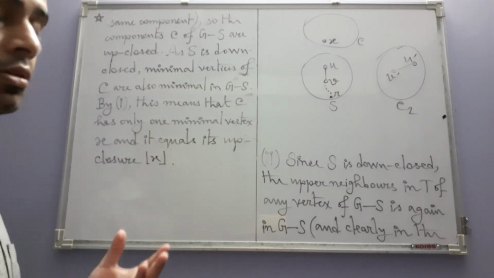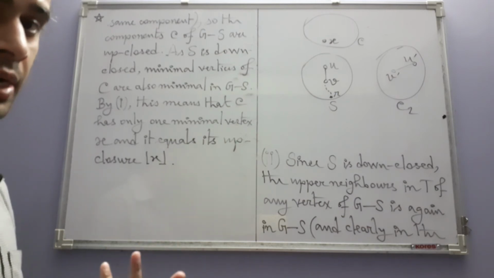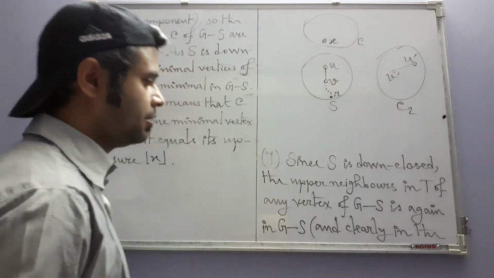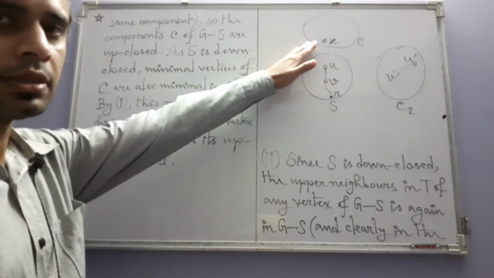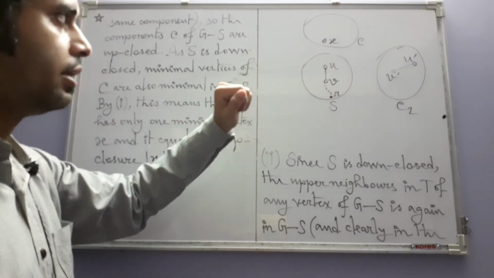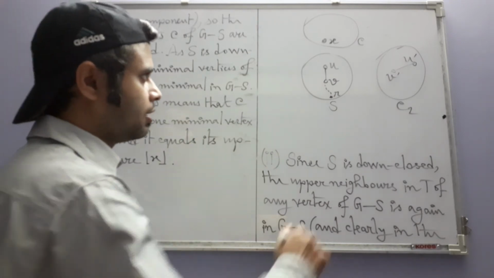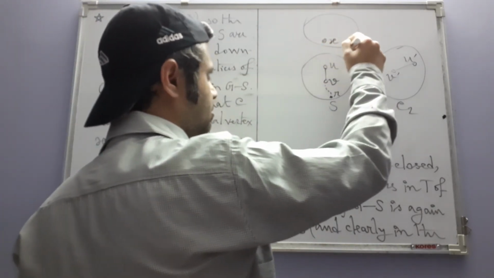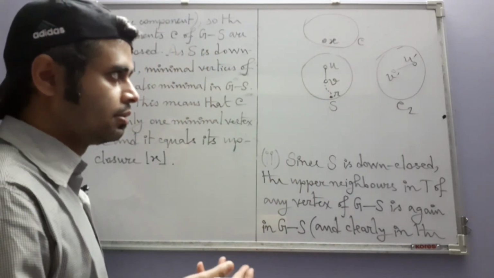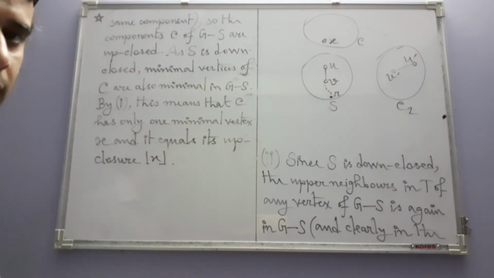But if it is not minimal in G minus S, that may happen. No? We are saying that this X is minimal in C. That means X, of course, is in the tree, and in the tree order there is nothing below X in C. However, that something below X you may find in G minus S, maybe in some other component, but that does not make sense.